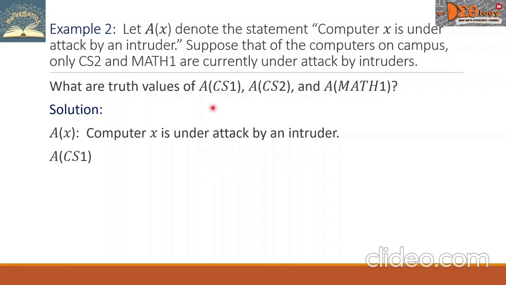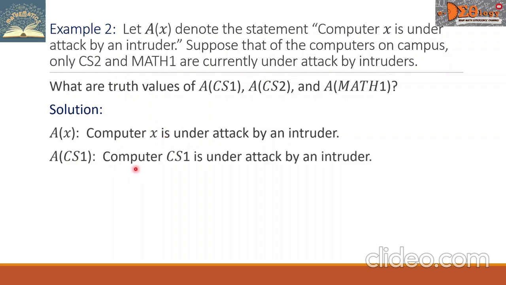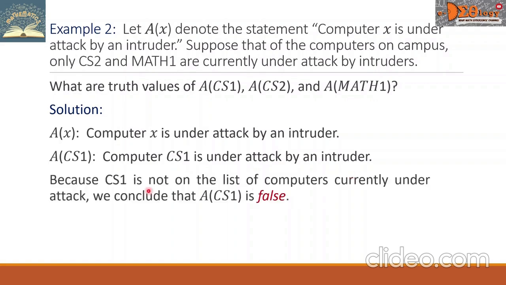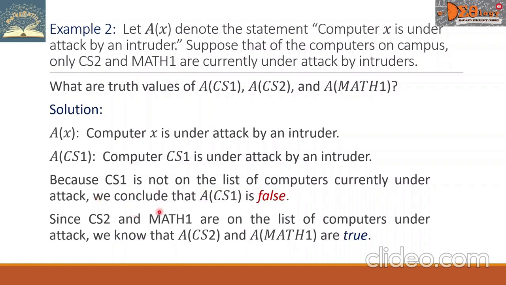Let's begin with A of CS1. So we substitute the variable x by the computer. So we say that computer CS1 is under attack by an intruder. Because CS1 is not on the list of computers currently under attack, we conclude that A of CS1 is false. Since CS2 and Math 1 are on the list of computers under attack, we know that A of CS2 and A of Math 1 are true.